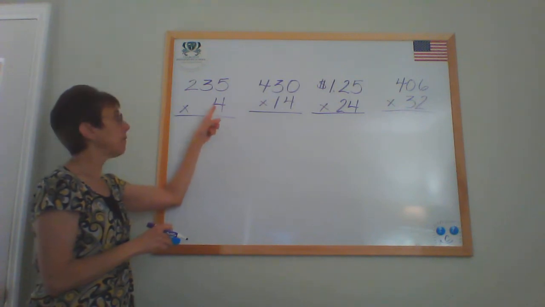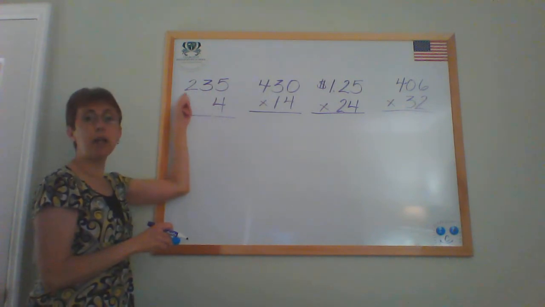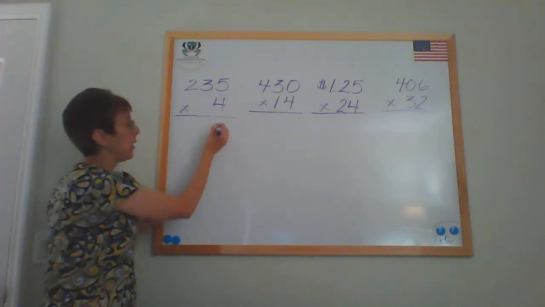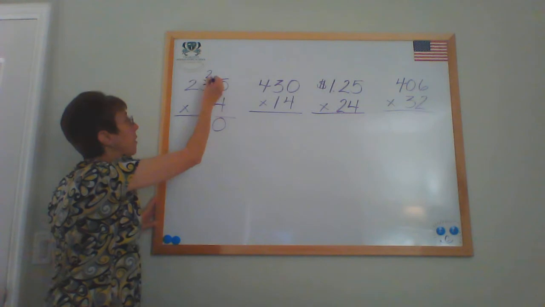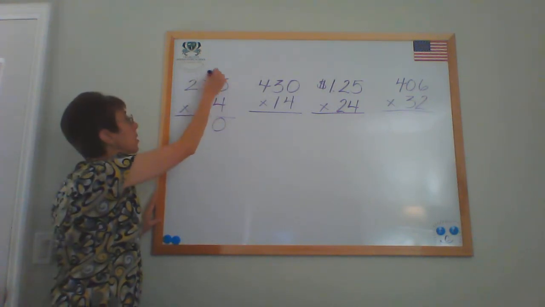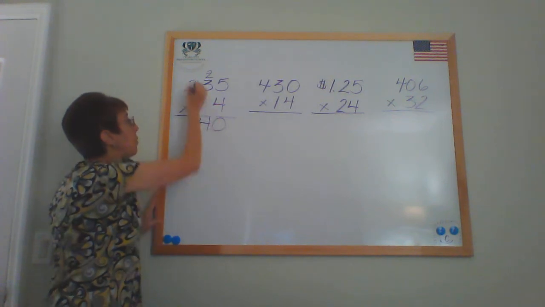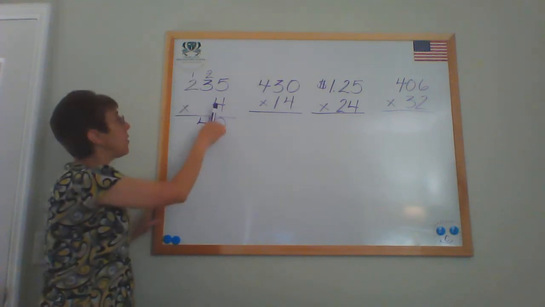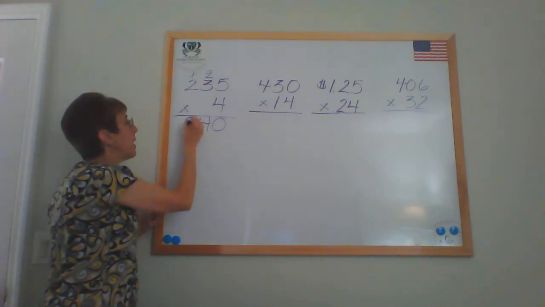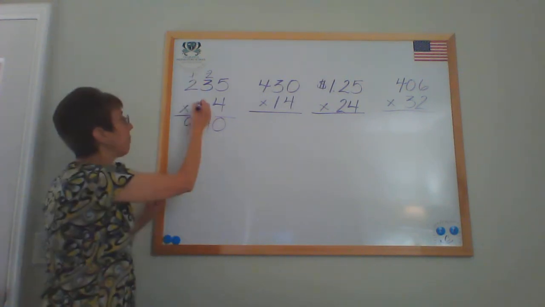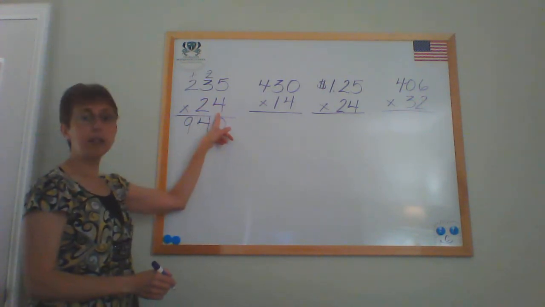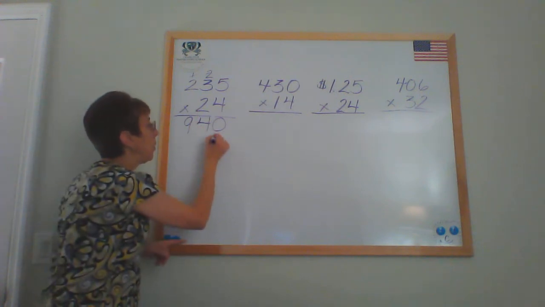So that means the 4 needs to be multiplied by each digit in this 3-digit number. So 4 times 5 is 20. You put down the 0, you carry over your 2. 4 times 3 is 12, and 12 plus 2 is 14. Put down the 4, you carry over the 1. And then you have 4 times 2 is 8, plus 1 is 9. 940.